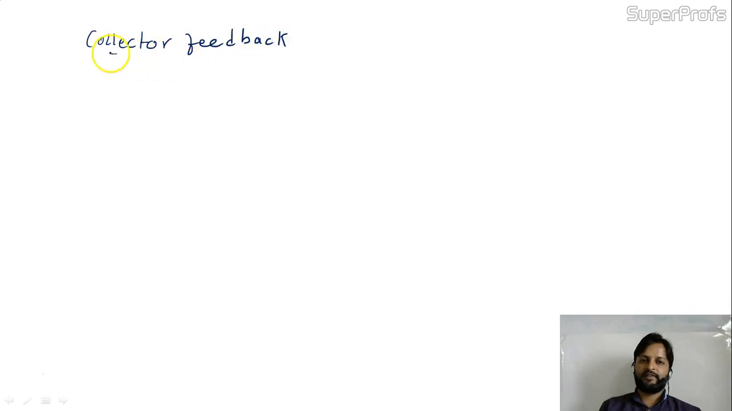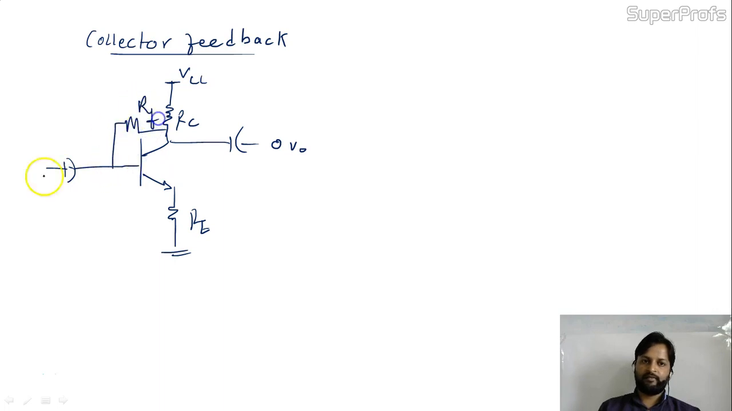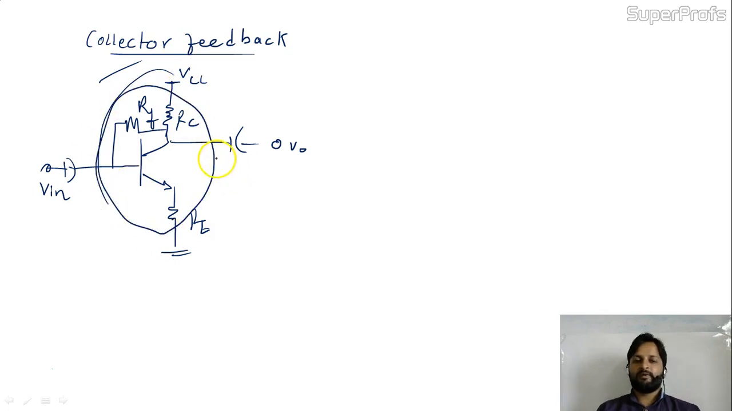Collector feedback biasing. In this biasing, from the collector we have one feedback. This is VCC. This is RE. Here I'm taking the output, and this is the feedback, RF. This is collector feedback biasing. Okay, so friends, all these biasing circuits will be encountered in the problems.